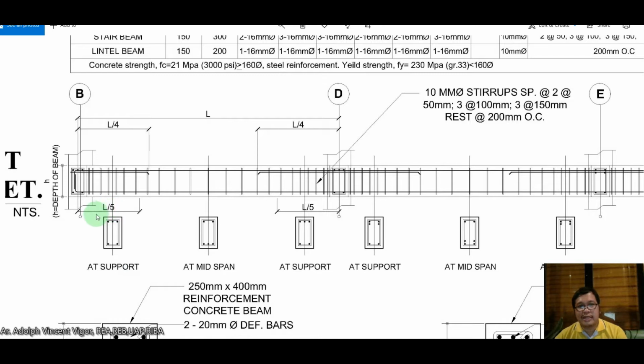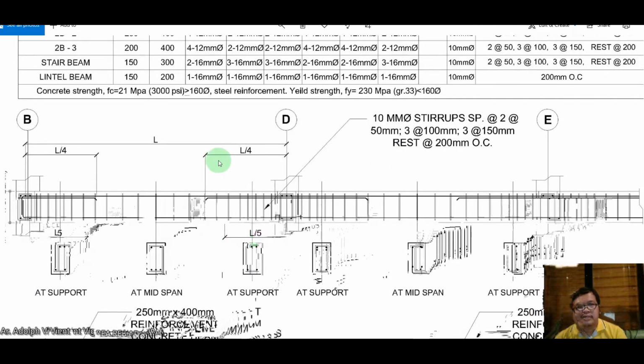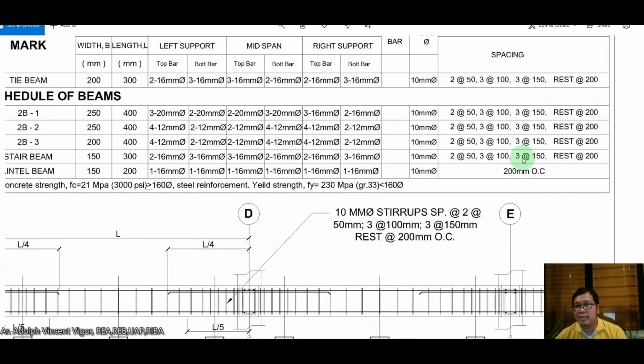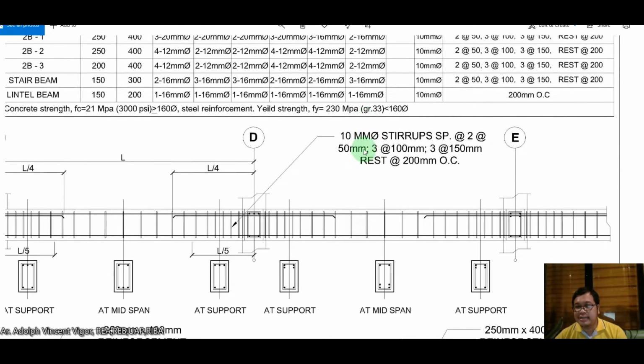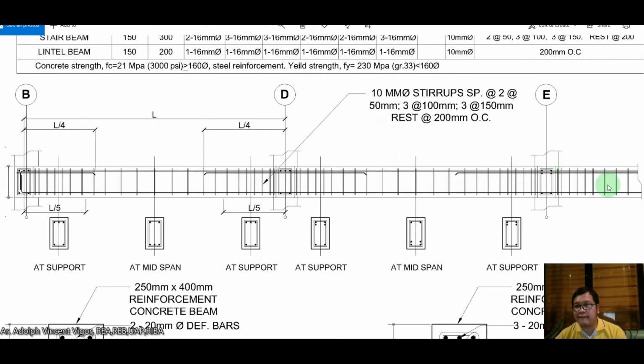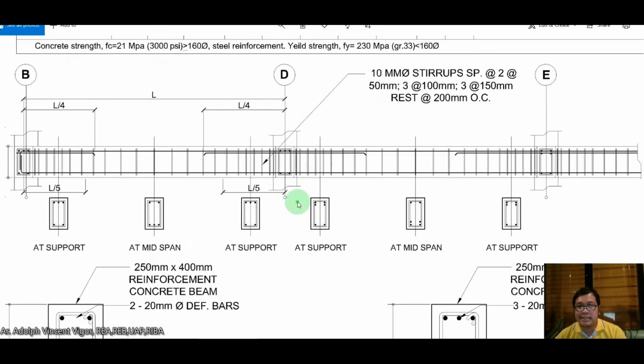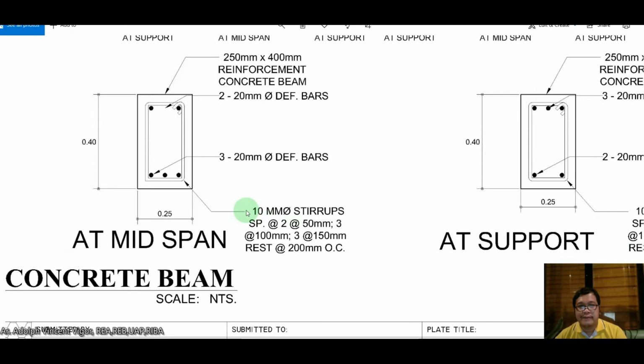So here it has at N over 5, this is at support, this is the total length. Here you can find the 10 mm stirrups at 2 at 50, 3 at 100, 3 at 150, and the rest at 0.2. So it's written here. Instead of doing something graphical like this one, you write it in the table manner like this.